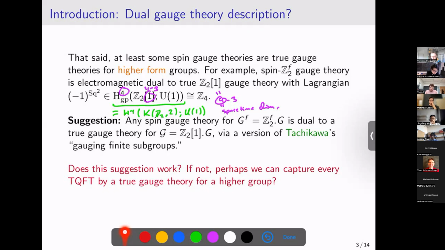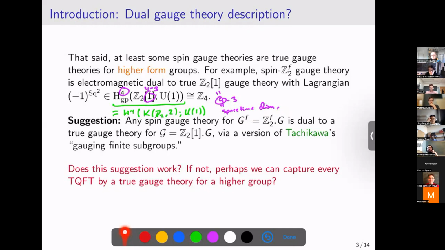So you open up the paper and it looks really reasonable. They didn't talk about spin gauge theory, they talked about ordinary gauge theories, but it seems like it should all just work out. You just pick up this thing that's almost a gauge theory, you write down a true gauge theory dual for some subgroup, and you should get a true gauge theory dual for the whole gauge theory.